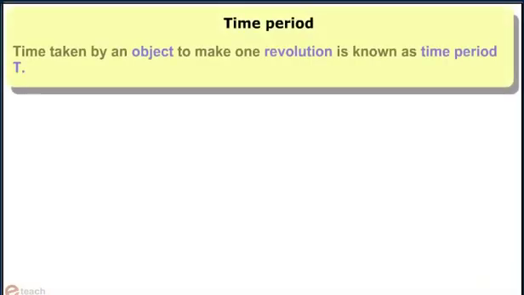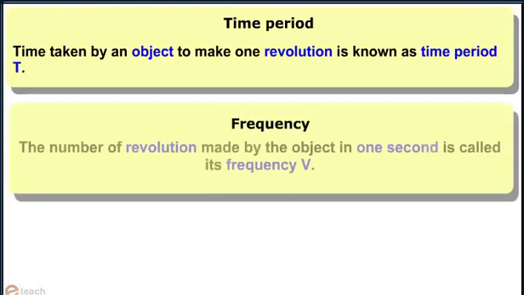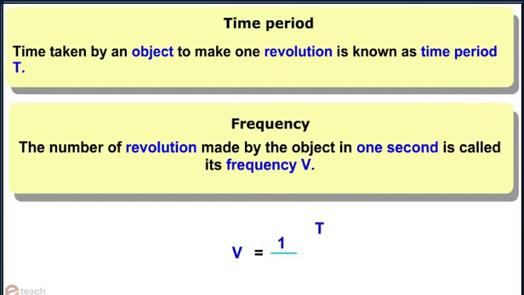Note that time taken by the object to make one complete revolution is known as time period T. The number of revolutions made by the object in 1 second is called its frequency nu, and the relation between frequency and time period is given by nu equals 1 by T.